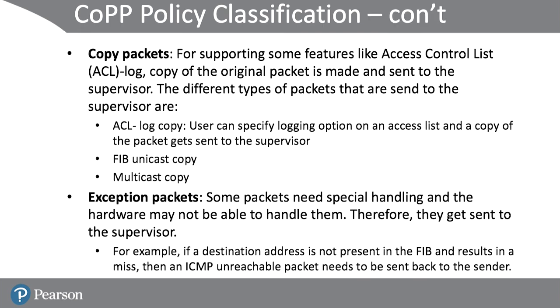CoPP packets. The CoPP packets are used to classify features such as ACL log options, or a copy of the original packet made and sent to the supervisor. The different types of packets that are sent to the supervisor are ACL log copy, FIB unicast copy, or multicast copy. Those packets can be punted to the CPU and can be marked under the CoPP packets classification.